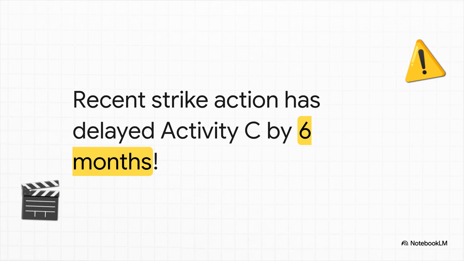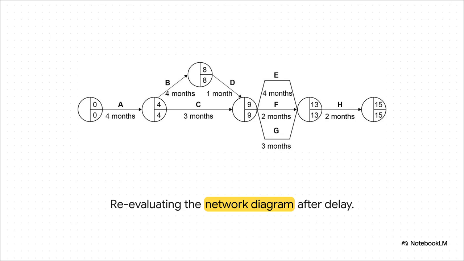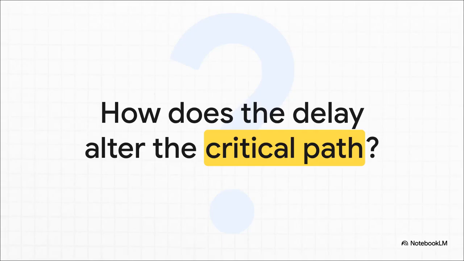Now, remember that 2-month float time we just calculated? Yeah, that buffer is completely gone, blown right past. When we look back at the diagram, a massive 6-month delay in script writing creates an absolutely brutal bottleneck. We can't just carry on as normal. The earliest start times for everything waiting on Activity C, so activities E, F, and G, they all have to be completely recalculated. Let's figure out what this means in the real world.